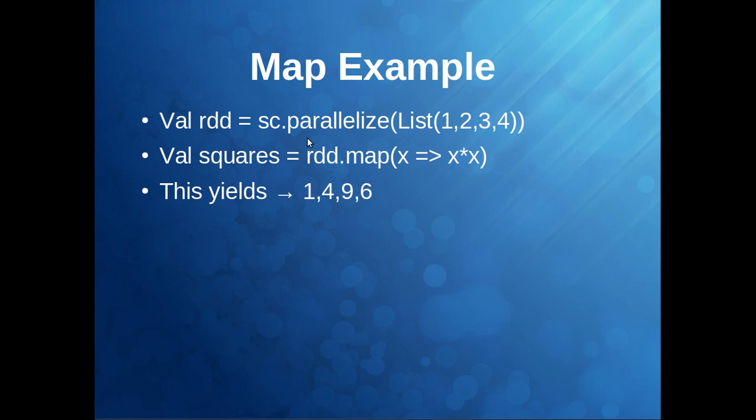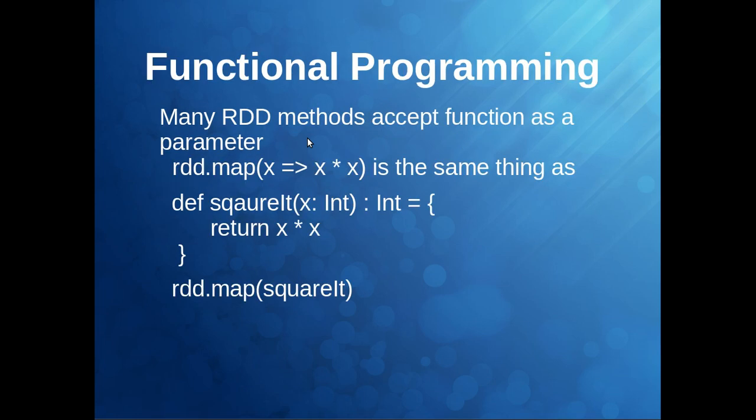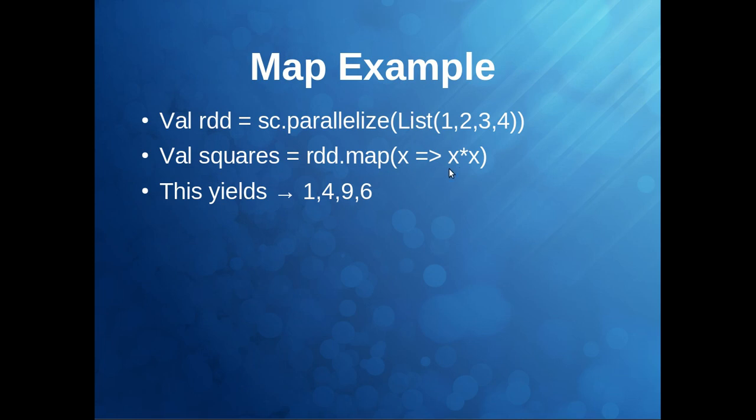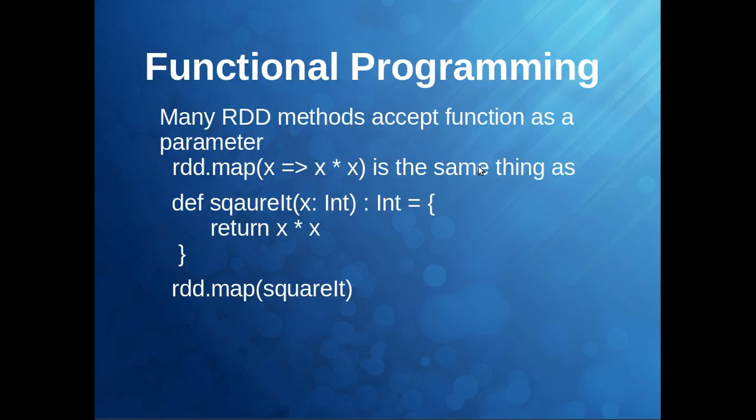In later videos, as we progress, we are going to see a lot of transformations and actions. You can also understand this in the functional programming concept. Many RDD methods accept a function as a parameter. This is called passing a function as a parameter. So RDD.map with x * x is the same thing as when we create a function in Scala, something like that.